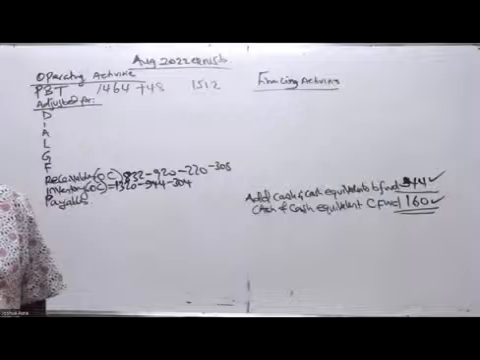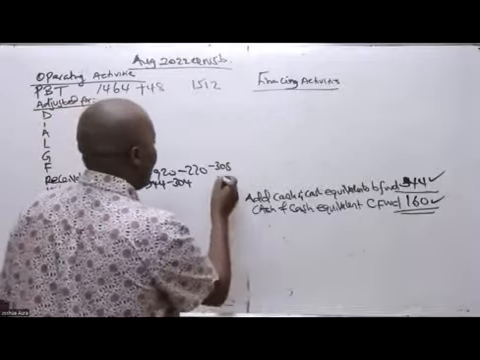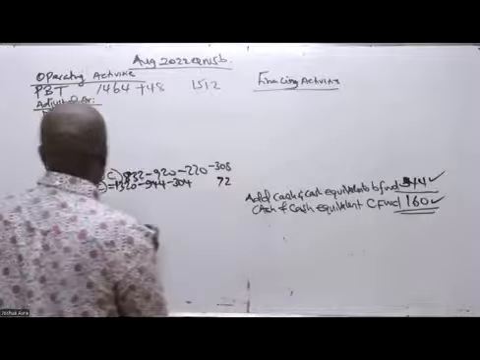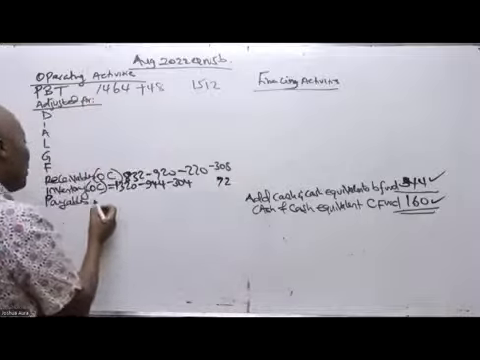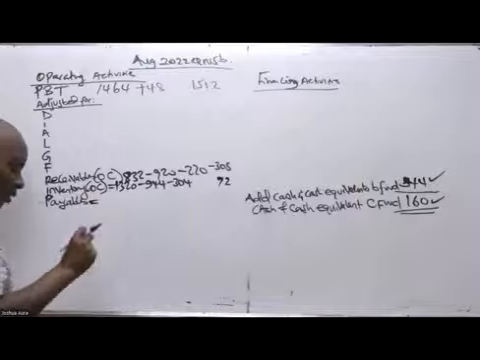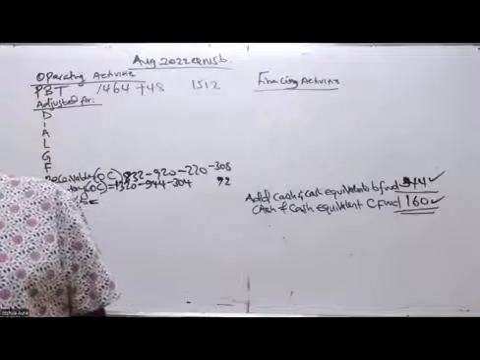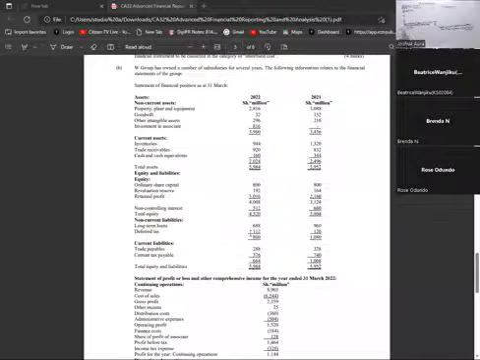Inventory working capital change is 72 positive. From there we have payables. For payables, the same: take opening minus closing. Payables are here, so opening is 740 minus 376.